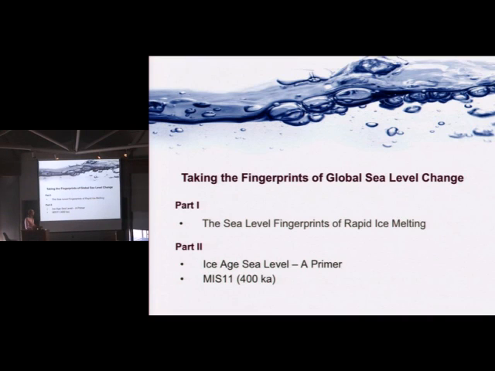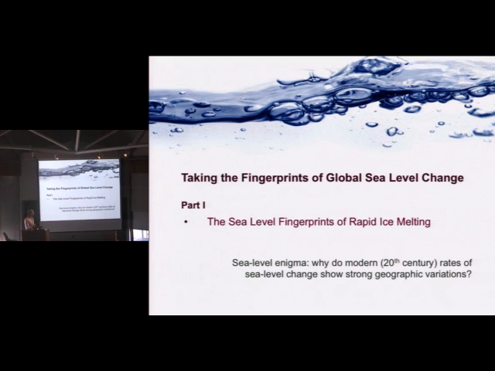So we'll begin with part one, the sea level fingerprints of rapid melting. Rapid here means any melting that has a time scale up to 300-400 years, right? Because on that time scale, the Earth's response to an adjusting ice sheet will be primarily elastic. One doesn't have to include viscoelastic effects. In ice age work you do, it's a slightly more complex calculation.